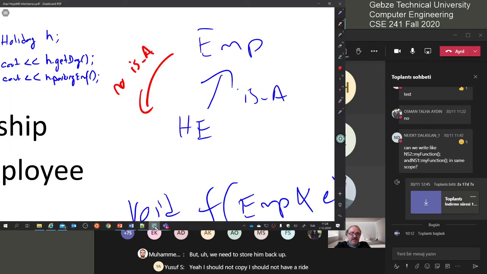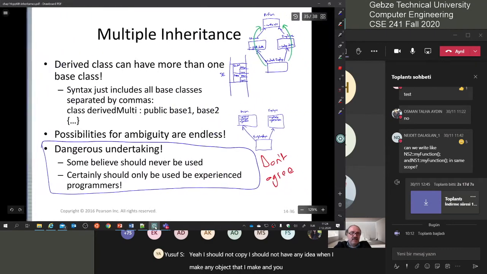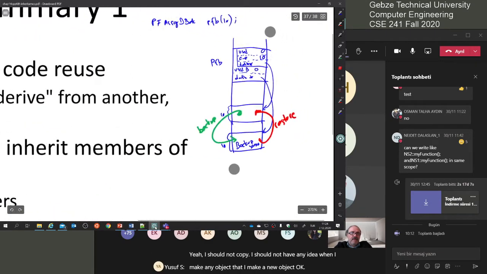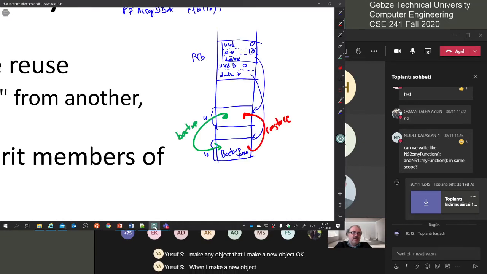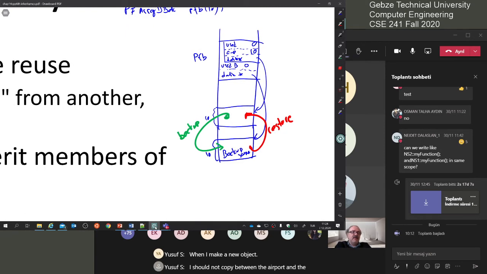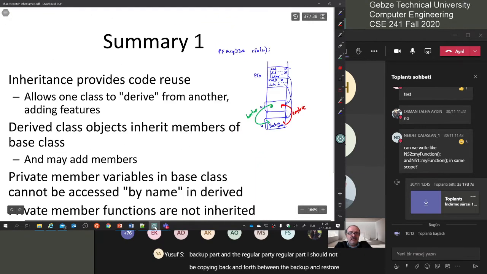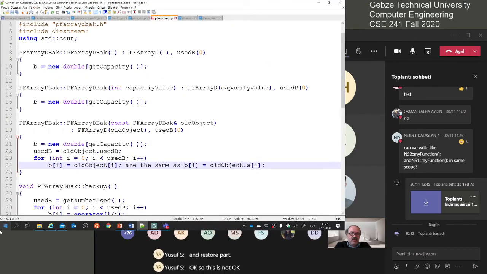When I make a new object, I should not copy between the A part and the B part. When I make a new object, I should copy the backup part to the backup part and the regular part to the regular part. I should not be copying back and forth between the backup and the regular part. So this is not okay. Don't do this. So the correct implementation is .b.